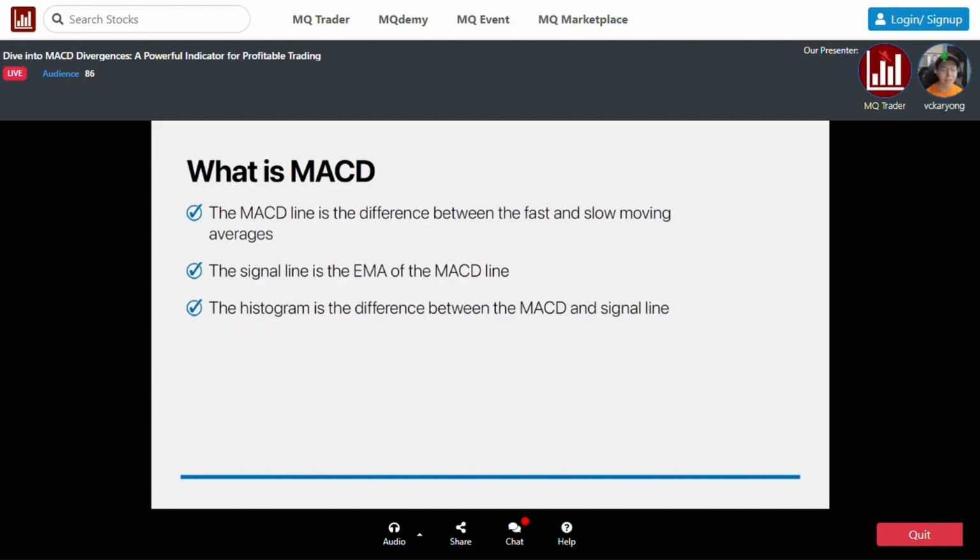So one indicator itself, you can see there's so many things ongoing. Okay, you have the calculation of two MAs, and then you have the MACD line, you have the EMA of the MACD line, which we call the signal line, and then you have the histogram. So how do you make sense of all this information?